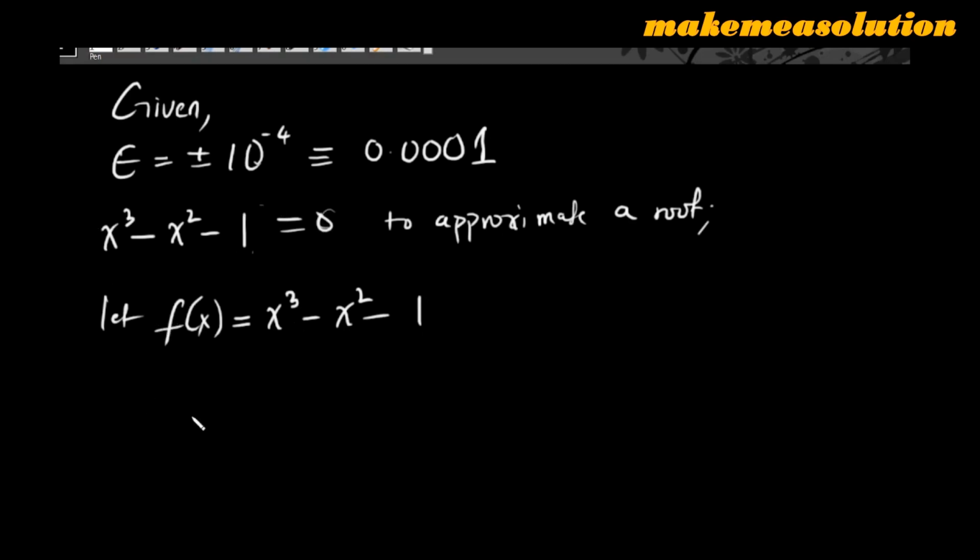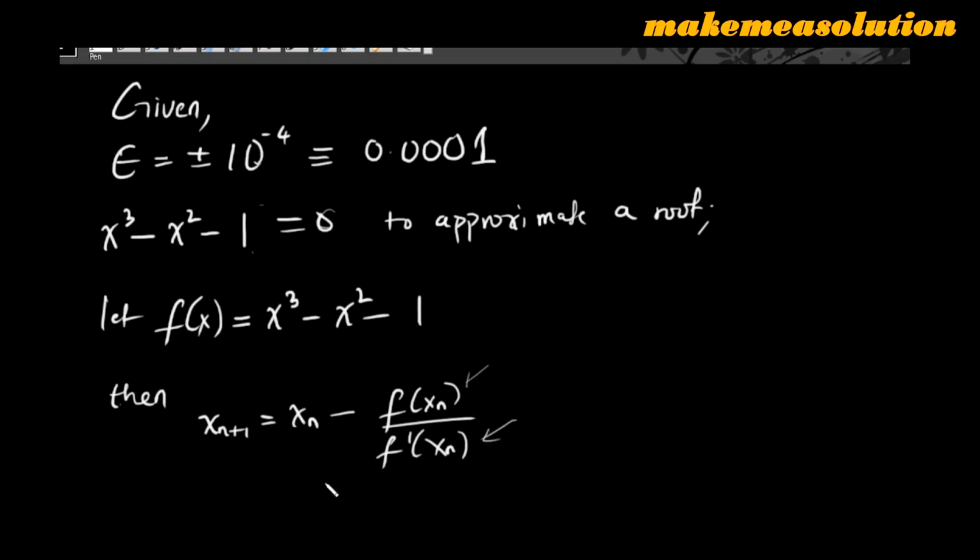Now, Newton-Raphson's formula states that xn plus 1 is given to us as xn minus what? f of xn divided by f prime of xn. So you can see we have f of xn, but we need f prime of xn. Therefore, we need to find f prime of x to make the formula complete. So f prime of x is the derivative of this, which is 3x squared minus 2x.